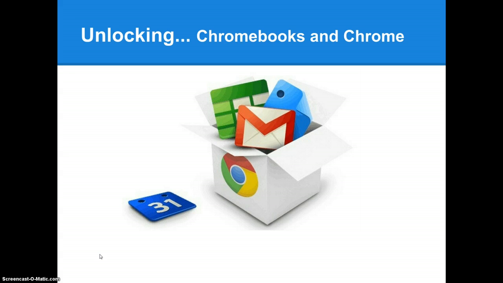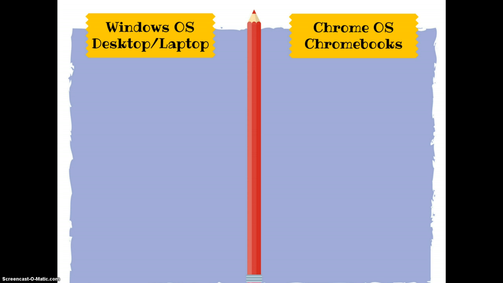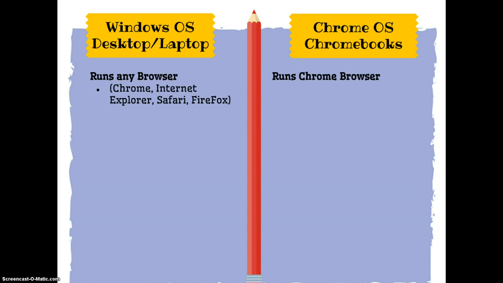We're going to also discuss the difference between the Windows operating system, which is on your desktop and the older laptops that are in your building, and the Chromebook operating system, what the Chromebooks operate on. So let's discuss the two different operating systems. Windows OS is your desktop and laptop, while the Chrome OS is on your Chromebooks. They both run a browser.